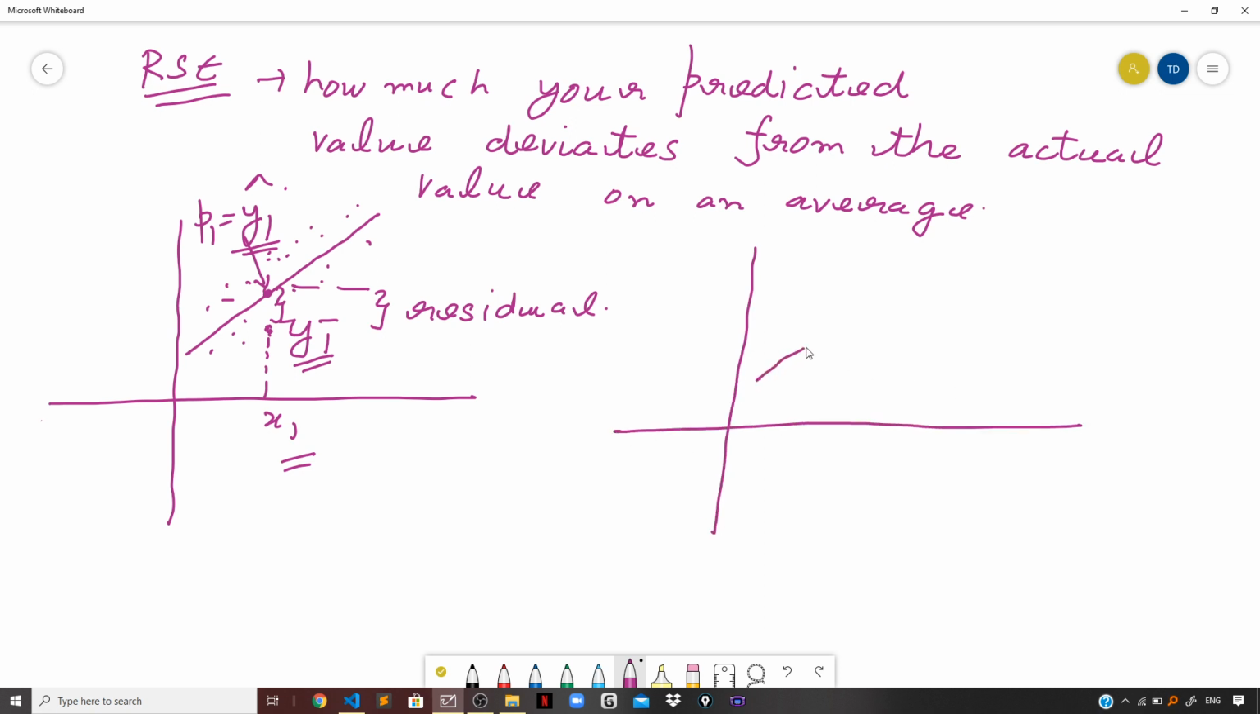So we have the same line, and let this be y1 cap corresponding to x1 input variable, and let this be your y1, your real value that you're getting from the dataset. Okay, this is your residual, the difference between these points.